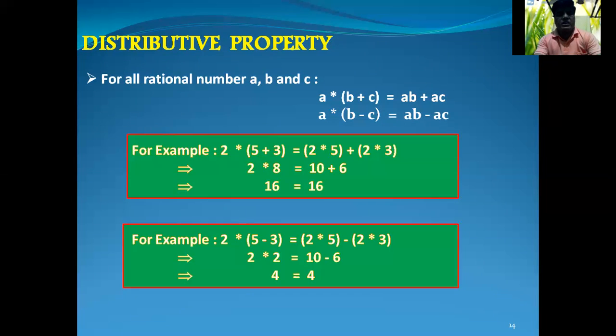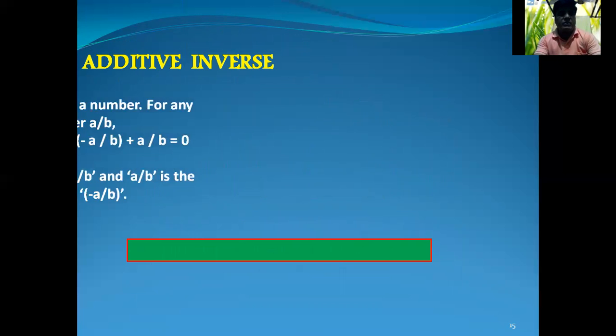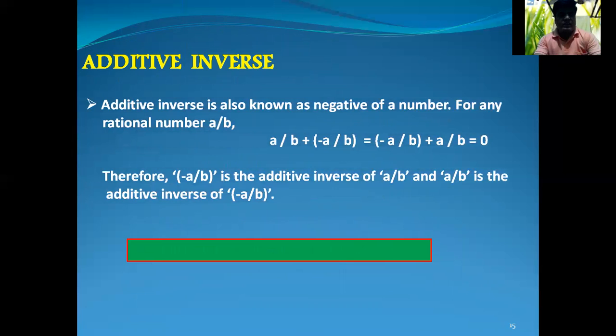Continuing with the properties of rational numbers, the next property we'll talk about is the additive inverse. What do we mean by additive inverse? The additive inverse is also known as the negative of a number. For any rational number a by b, a by b plus (minus a by b) equals (minus a by b) plus a by b equals 0. Therefore, minus a by b is the additive inverse of a by b and vice versa.